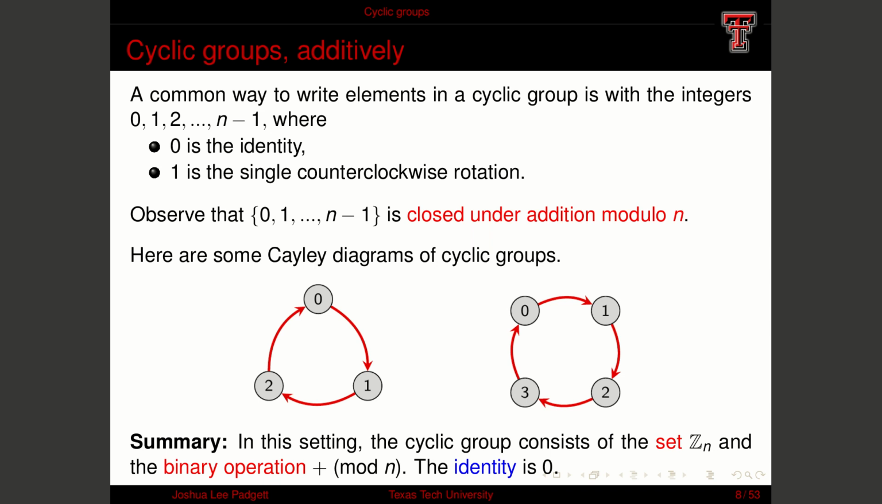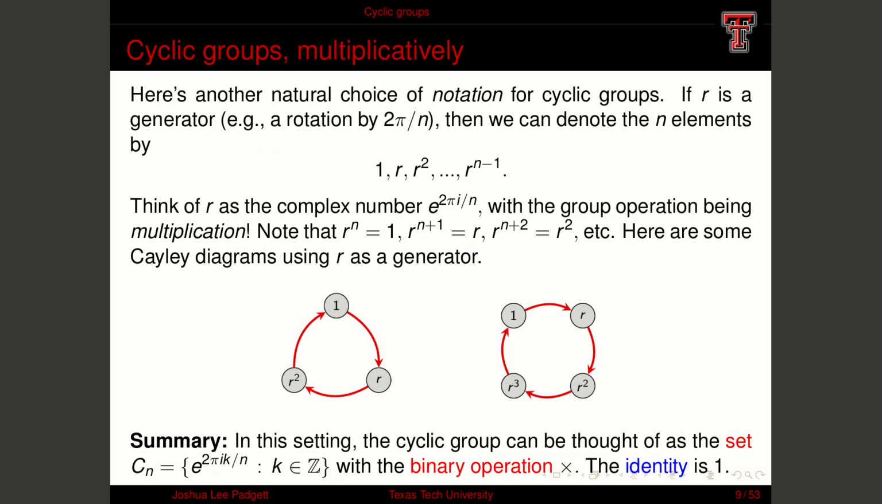So just to illustrate this fact, I can also think of cyclic groups in terms of multiplication, right? So here I had addition with integers. So I can also think of them in terms of multiplication. So the idea is if we think of r as being a generator of a cyclic group, then we can denote all the elements of r with this kind of power notation, right?